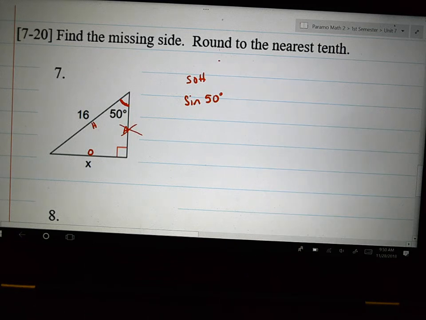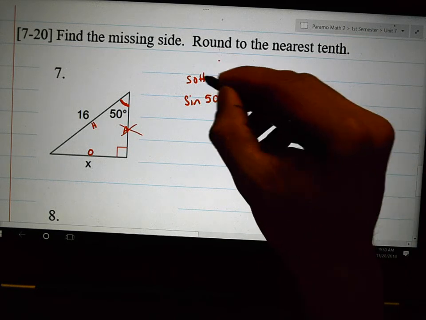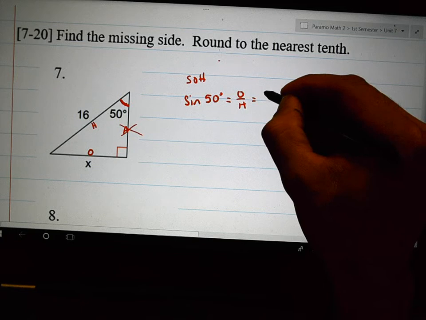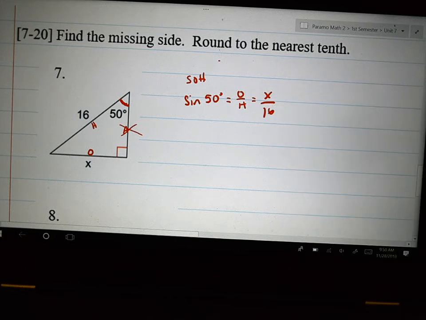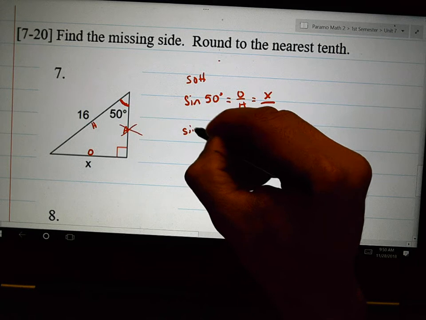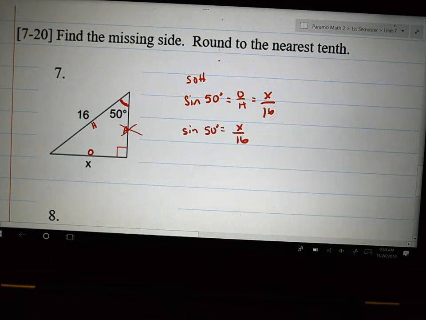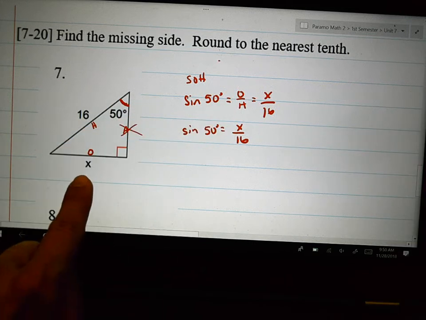The sine of the angle is equal to the opposite over the hypotenuse. The opposite is what? X. The hypotenuse is 16. So here's what we have. We have the sine of 50 degrees equals x over 16. And since it's x divided by 16, we need to find x. We need to get x by itself.